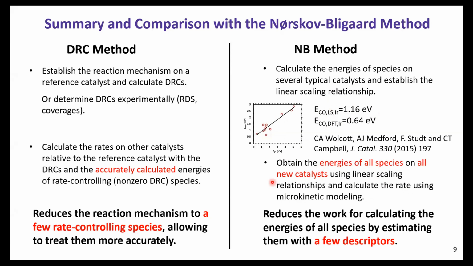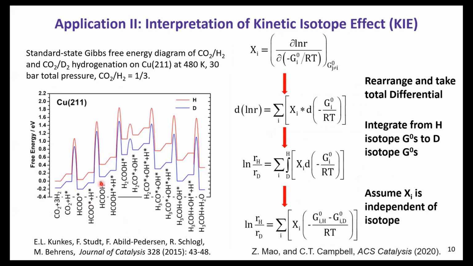So their strategy is they reduce the work for calculating the energies for all species by estimating them with a few descriptors. For us, it's a few rate controlling species. Another application is about kinetic isotope effect, KIE. This is a reaction of CO2 hydrogenation on copper. If you use hydrogen, the energy diagram is the red one. If you replace hydrogen with deuterium, you can see the energy will change and the energy diagram will be the blue one. The rate will also change.